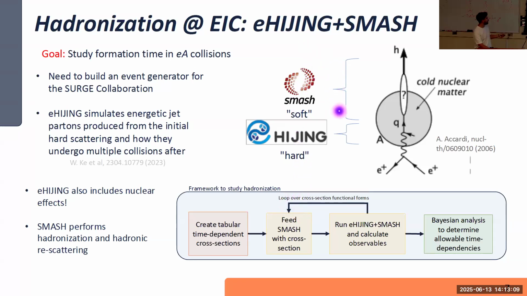This takes charge of the hadrons evolving in the medium, then coupling them together, and then performing Bayesian analysis to see which of these time-dependent cross-sections is favored by data.